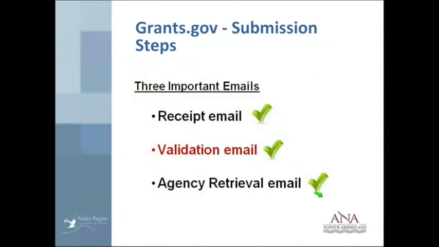Once you've gone through that process of saving and submitting, and you get your confirmation screen, you're going to get 3 emails that you're going to be looking for, and these are sent to the AOR. So there's the receipt email, and then there's the validation email, and ultimately the agency retrieval email. The first email is just that Grants.gov has received the application. The validation email is that everything is okay with the package. If there's validation problems, you'll have 24 to 48 hours to correct.